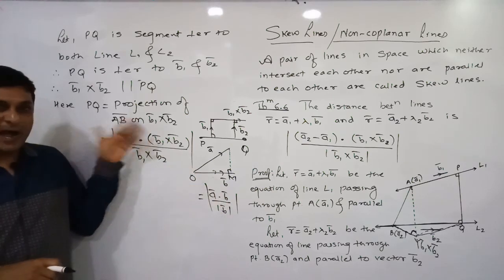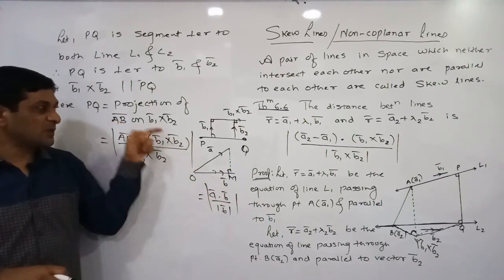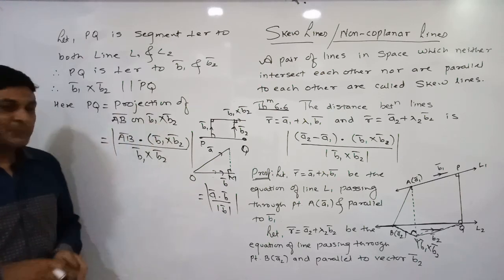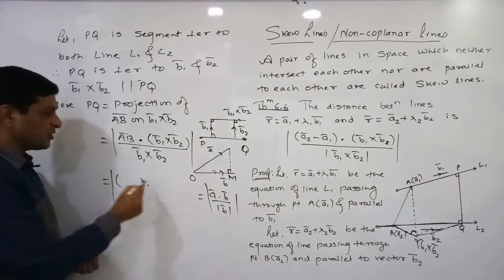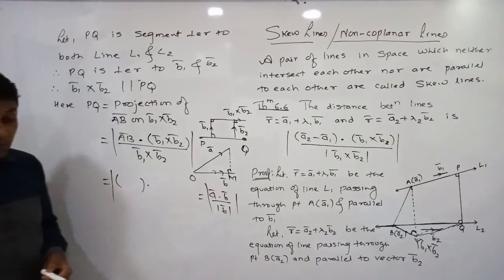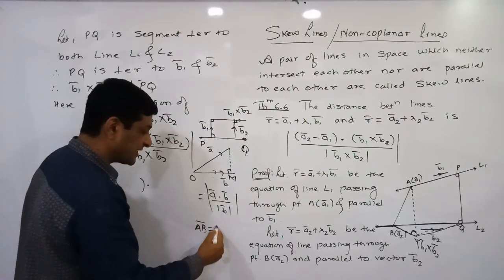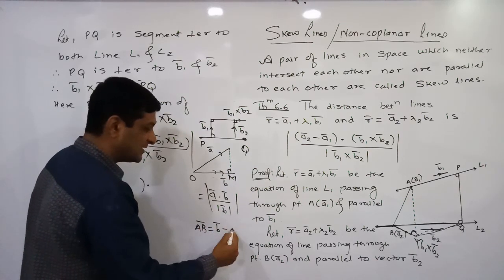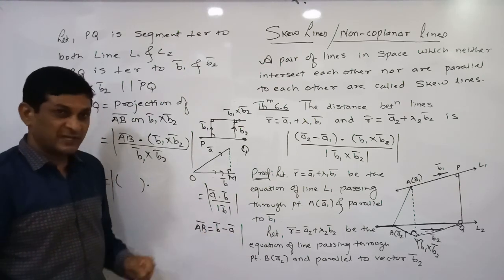Same formula we have applied here. Just A bar means AB bar here, and B bar means B1 bar cross B2 bar. So now this AB bar in terms of position vector can be written as B bar minus A bar, where B bar is the position vector of point B and A bar is the position vector of point A.